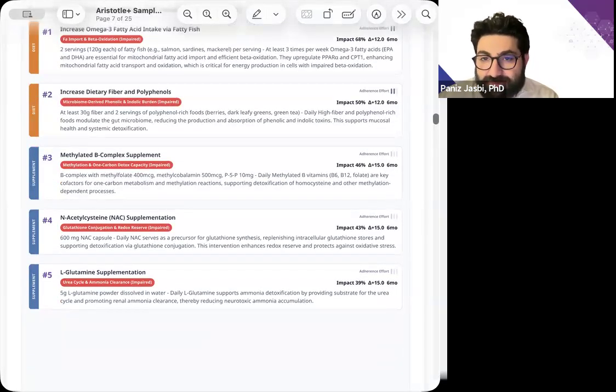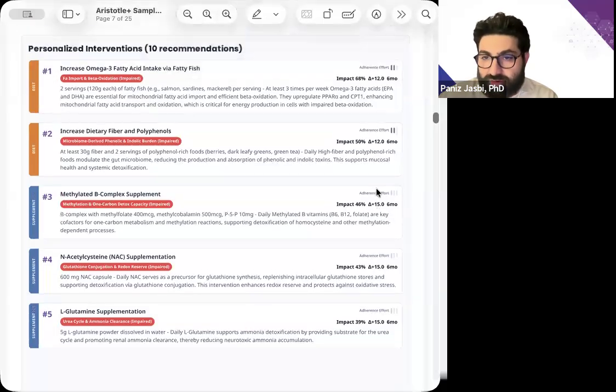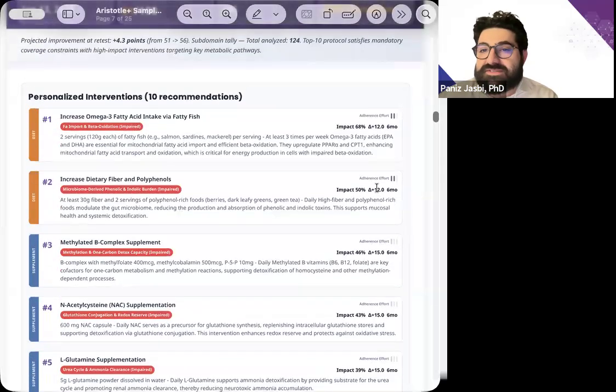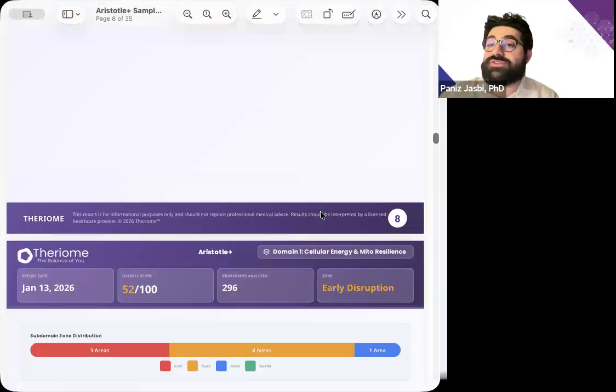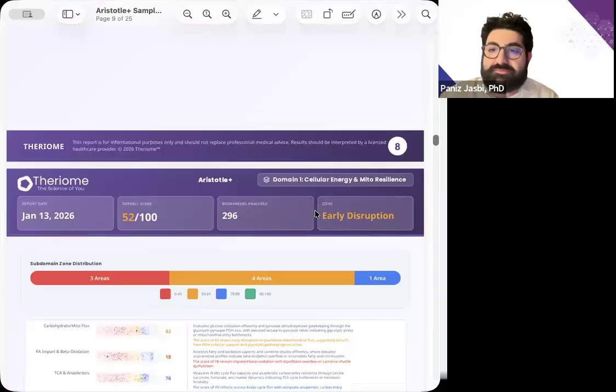So the correct way to use this section is to implement the protocol in rank order while keeping the first phase manageable. Start with the top ranked diet and lifestyle actions and foundational supplement actions, then build from there. And the report has already done the hard work of connecting each action to a target and estimating expected impact. Now we're going to move to the domain pages, where we are going to confirm, specify, and measure.